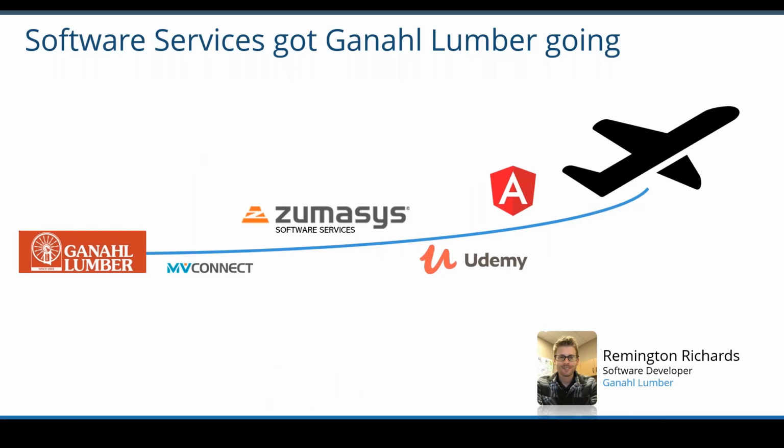So when we decided to go down the web app tunnel, we started with software services from Zumasys. They helped us get MV Connect up and running. I watched a lot of Patrick's YouTube videos in the beginning just to get things going. And then from there, we had to decide how we wanted to develop our modern front end. We had to decide what language, what framework, and then we had to go down the training for all those things. So that process was about 8 months for me personally.